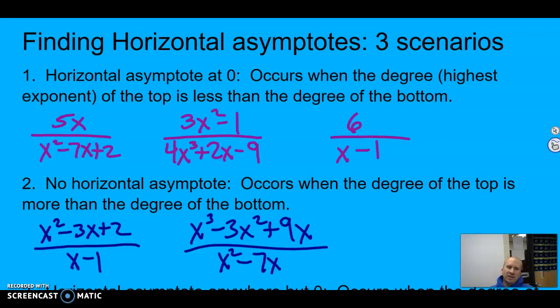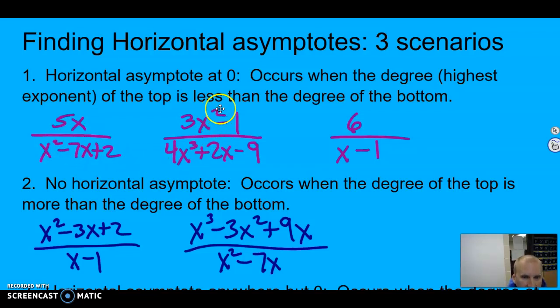Scenario one: there's a horizontal asymptote at 0. That will occur when the degree of the top is less than the degree of the bottom. So remember what degree means. Degree means the highest exponent in an algebraic statement. So when you look at these purple examples here, on top you see 5x. Remember, that's x to the first power. On the bottom you have x to the second power. So the top is degree 1, the bottom is degree 2, therefore the top is less than the bottom, and your horizontal asymptote is at 0.